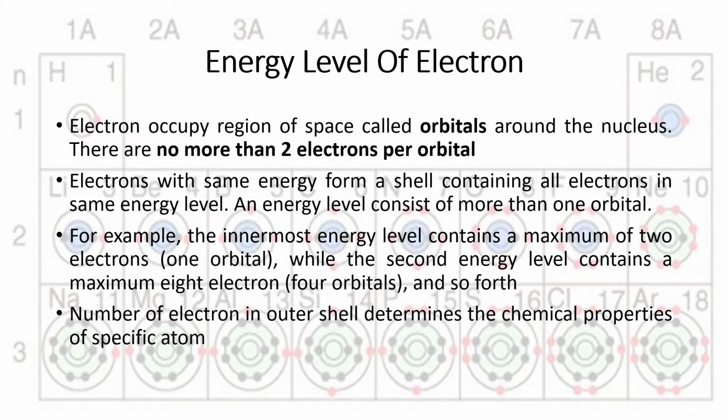For example, the innermost energy level contains a maximum of 2 electrons, one orbital, while the second energy level contains a maximum of 8 electrons, 4 orbitals, and so forth. The number of electrons in the outer shell determines the chemical properties of a specific atom.